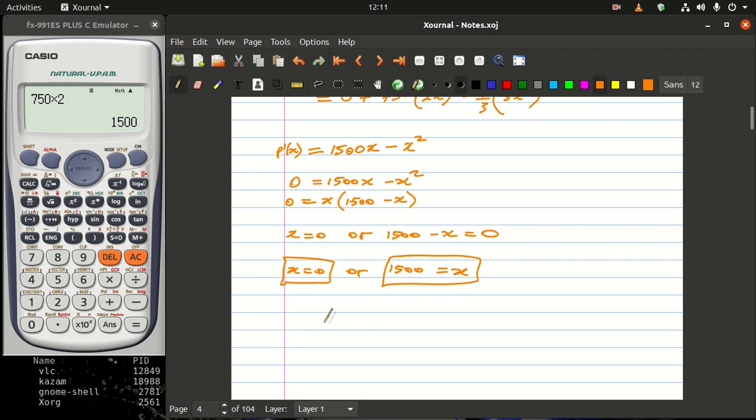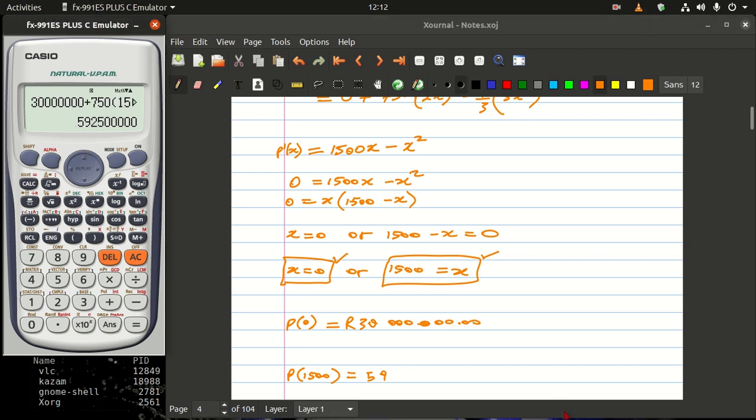And then to actually check if selling this much or that much is going to be helpful, you need to find out p of 0. And of course we found that p of 0 was 30 million rands, and we also ended up having p of 1500, let me check here, because that one was actually straightforward. So it was 592 million, and then we had 500,000.